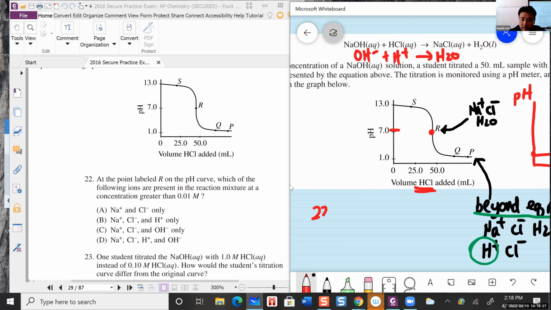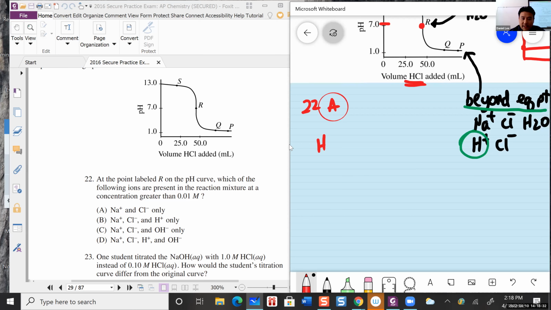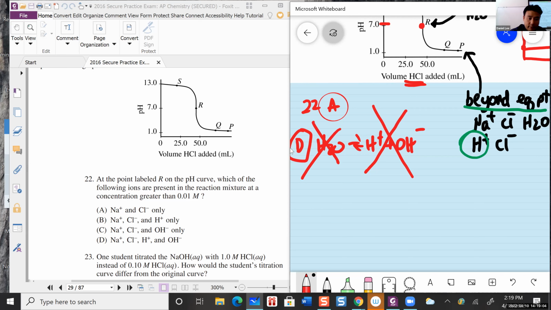Yeah. So how come some people says, how come not D? Wouldn't water dissociate into H plus and OH minus? Wouldn't that be D? Well, here's why. Water does not dissociate appreciably. So do you notice that one of the questions says, which ions are greater than 0.01 molar? Well, now although water does dissociate into H plus and OH minus, they're not gonna be 0.01. They're so tiny, they're like 10 to negative 7 or negative 8, right? So it's not gonna be that. So forget about that. So it's just A, okay? Just A.